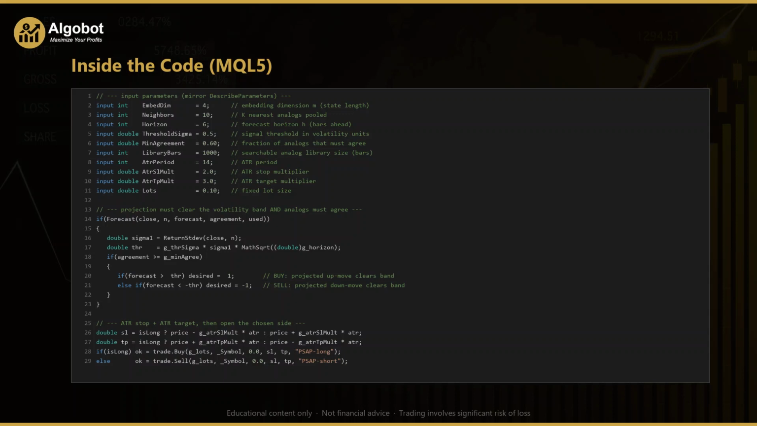Finally, the entry block. It computes the stop loss and take profit from ATR. For a long, the stop sits below price and the target above. For a short, the stop sits above and the target below. Then, if the direction is long, it calls trade.buy with those stop and target levels. Otherwise, it calls trade.sell. Both orders carry the fixed lot size and a comment tag identifying the strategy.